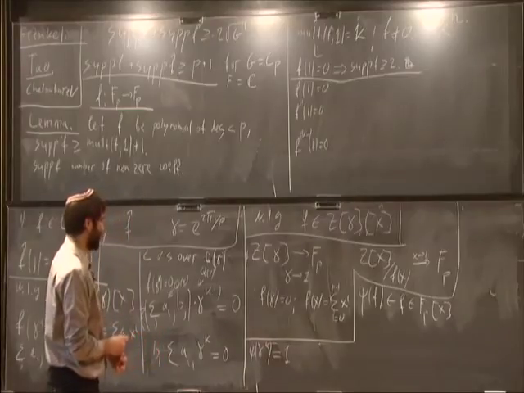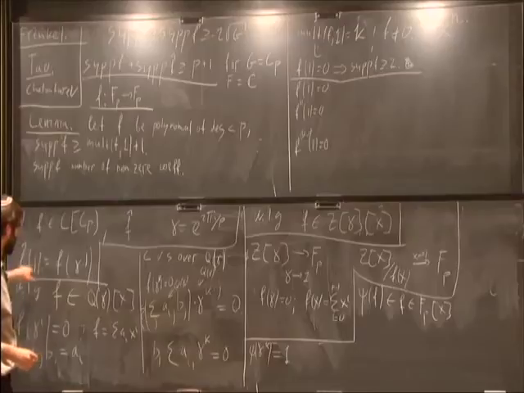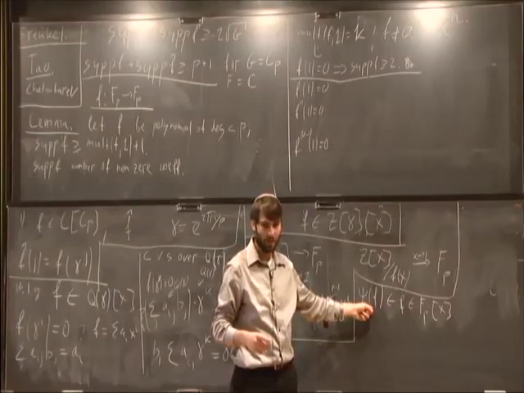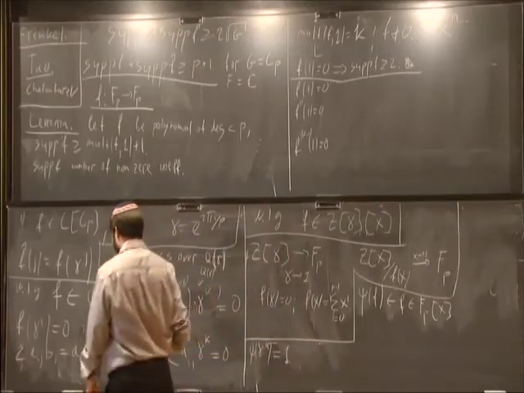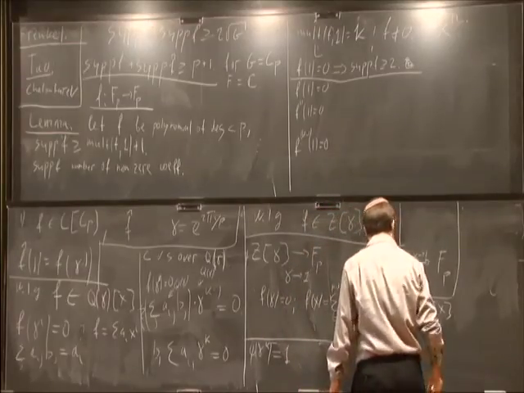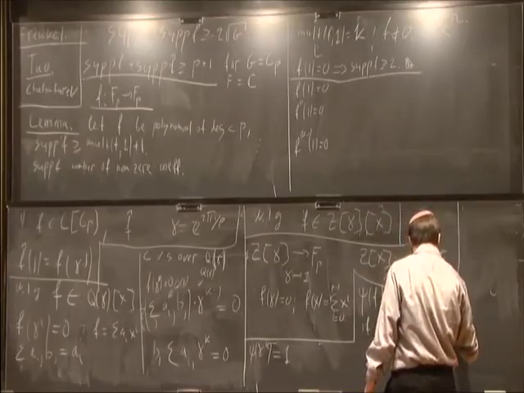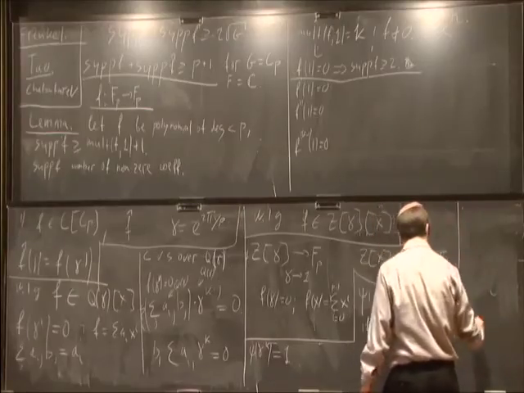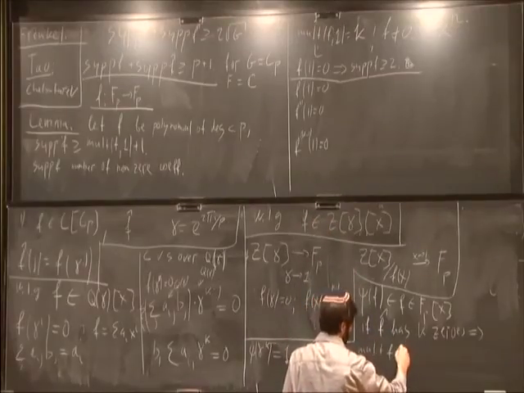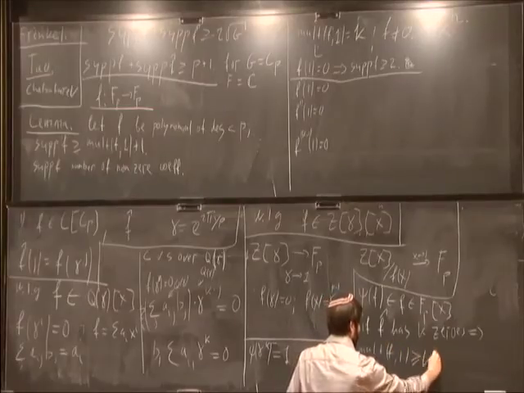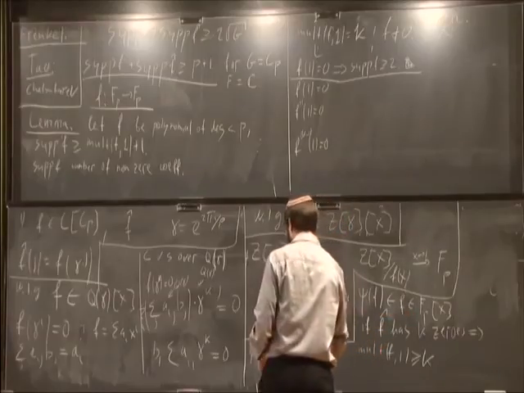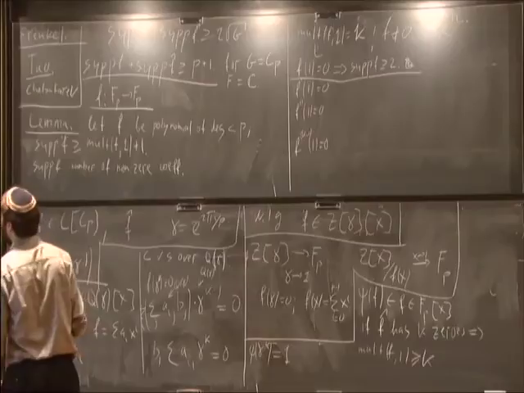Okay? So now what I claim is that if f hat has k zeros, then phi of f has multiplicity k at 1. Okay? If f has k zeros, then the multiplicity of phi of f at 1 is greater or equal than k. Why is it? Because if f has k zeros, then what do we have?